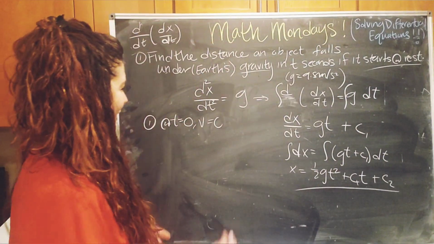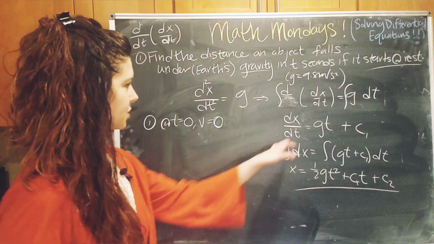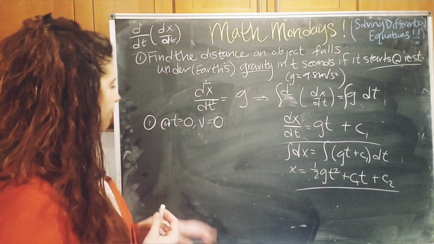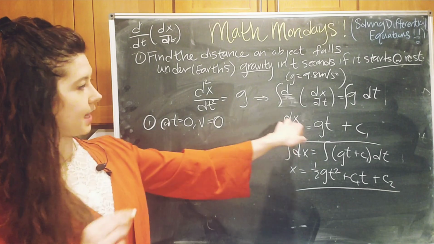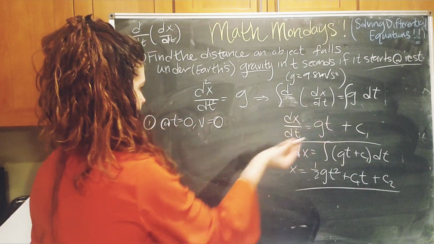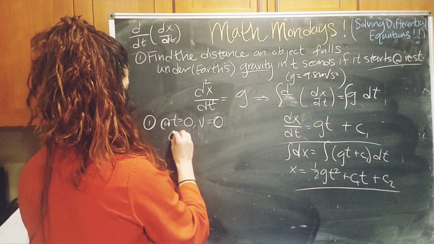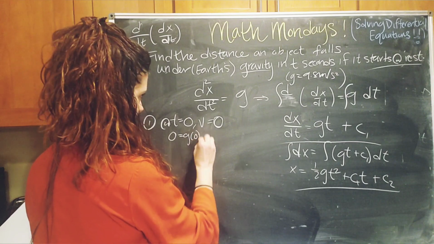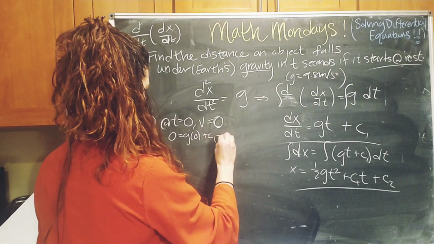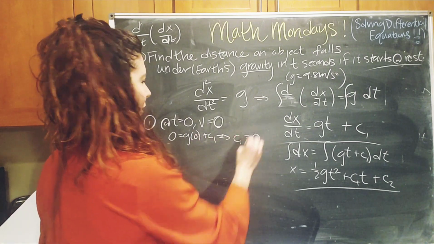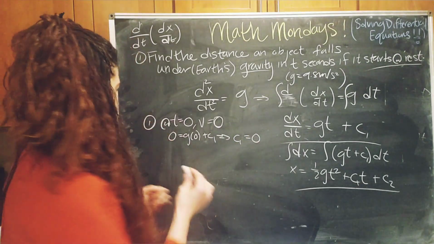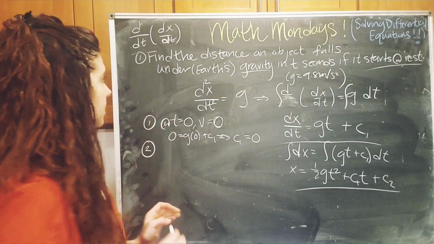Okay, so the velocity equals 0. So that's actually this equation right here. If we set this equal to 0 and set t equal to 0, we get 0 equals g times 0 plus c1. So that just gives us c1 equals 0. Oh, boom! Woohoo! Party time! Okay, so that was our first initial condition.